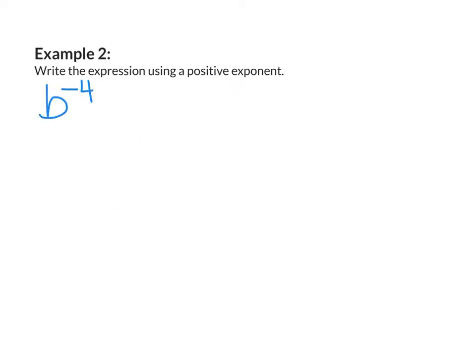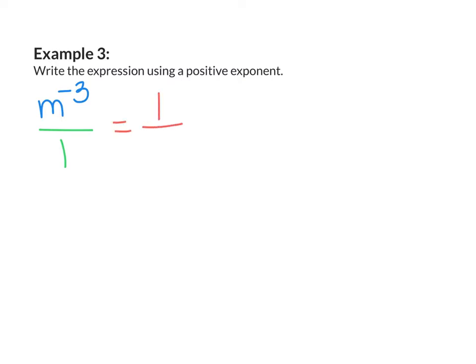Example 2. Write the expression using a positive exponent. B to the negative 4 is going to be written over 1. I know that my negative 4 exponent is not happy being the numerator, so I'm going to flip it, and it's going to be 1 over b to the power of 4. Example 3. Write the expression using a positive exponent. M to the negative 3 is going to be written over 1. I know that my negative 3 exponent isn't happy being the numerator, so I'm going to make it the denominator. So I have 1 over m to the power of 3.